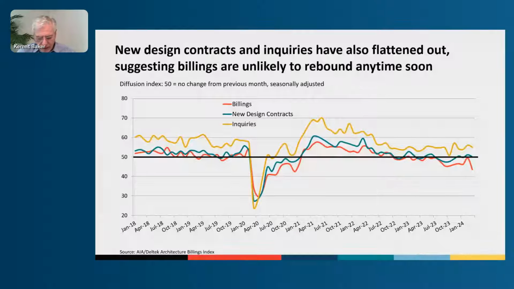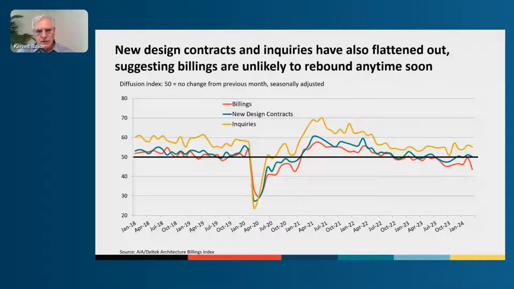And then the yellow line is inquiries for new projects, and they remain modestly positive. They're above the 50 line. The 50 is no change. But basically the trend for this indicator for the last 6 quarters has been fairly flat, so no real increase.